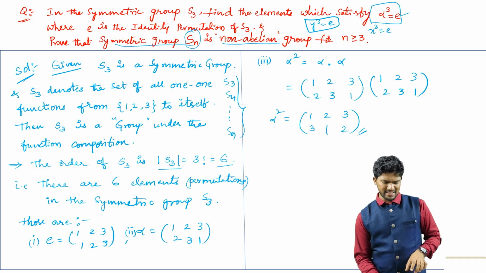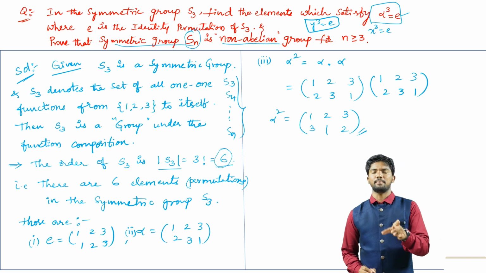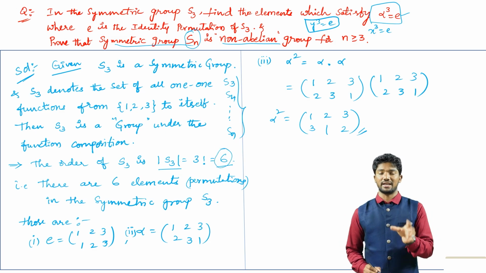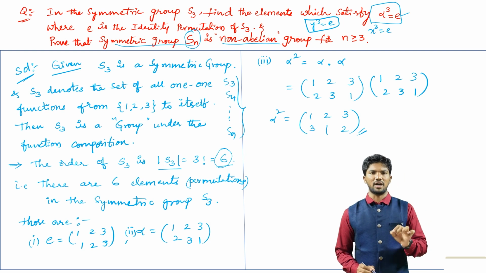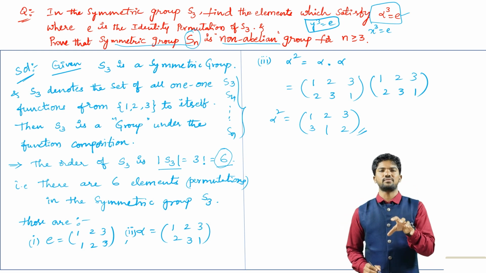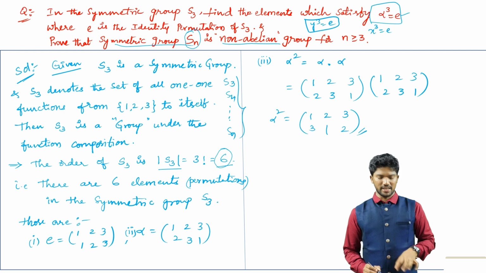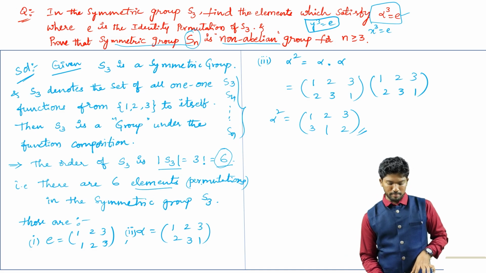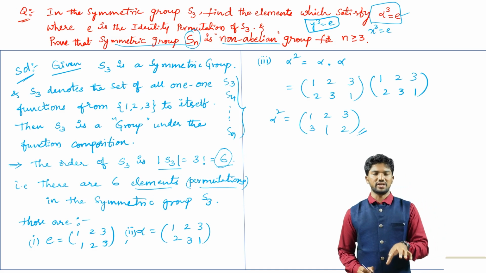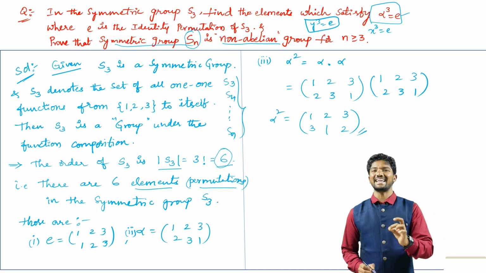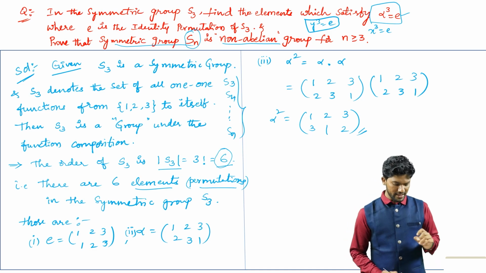Here 6 is a small number. If you compare with 7 factorial, 8 factorial, 10 factorial, 6 is a small number. So we can easily find out what those elements are. Here the elements are nothing but permutations, permutations of degree 3.